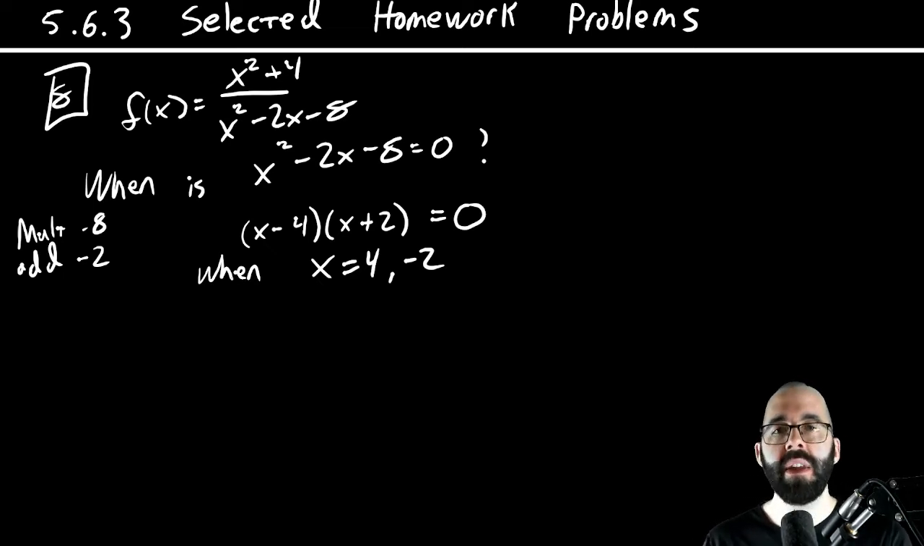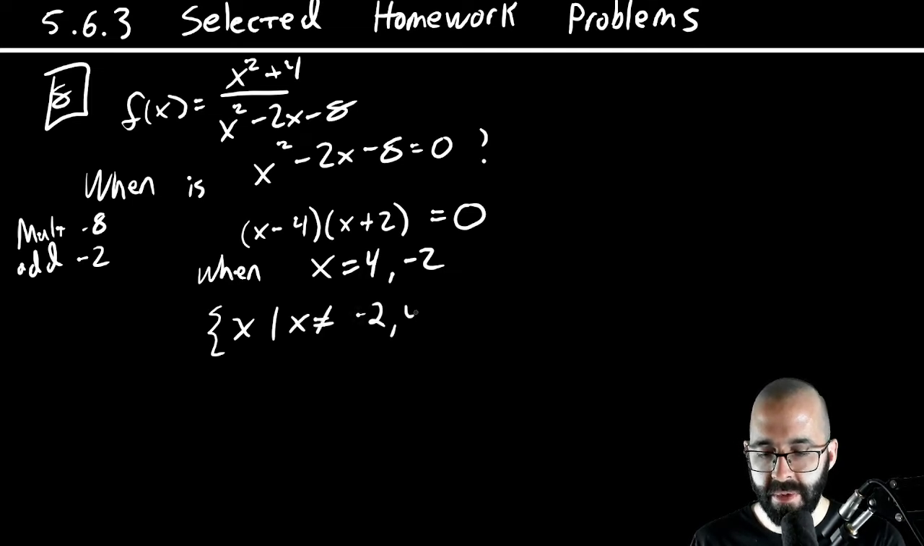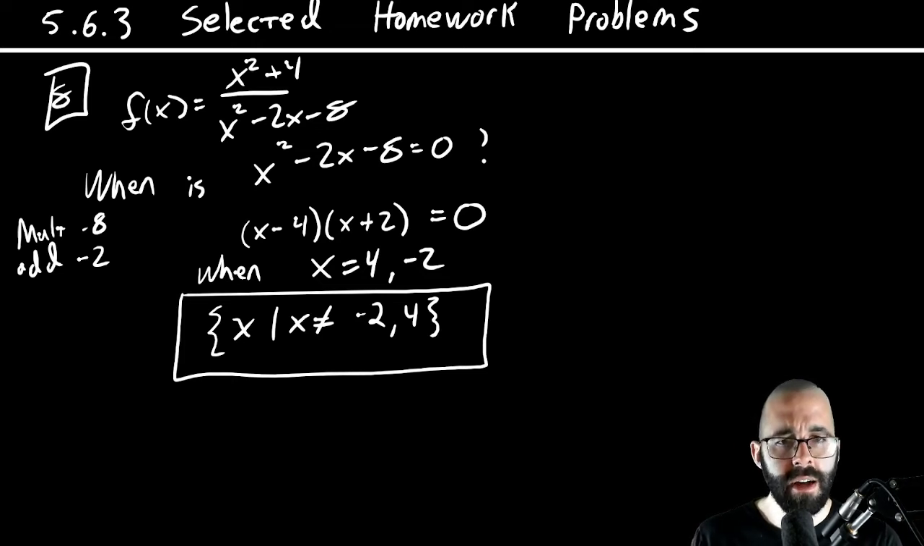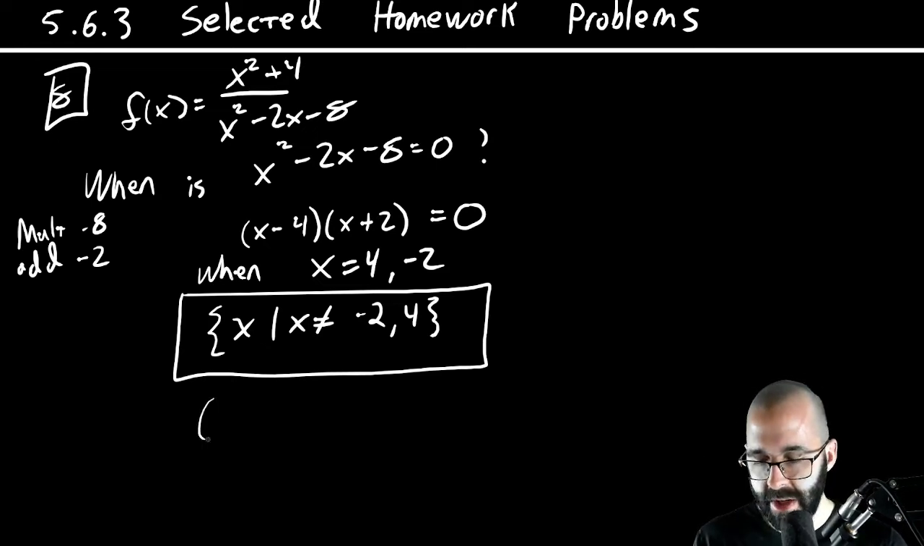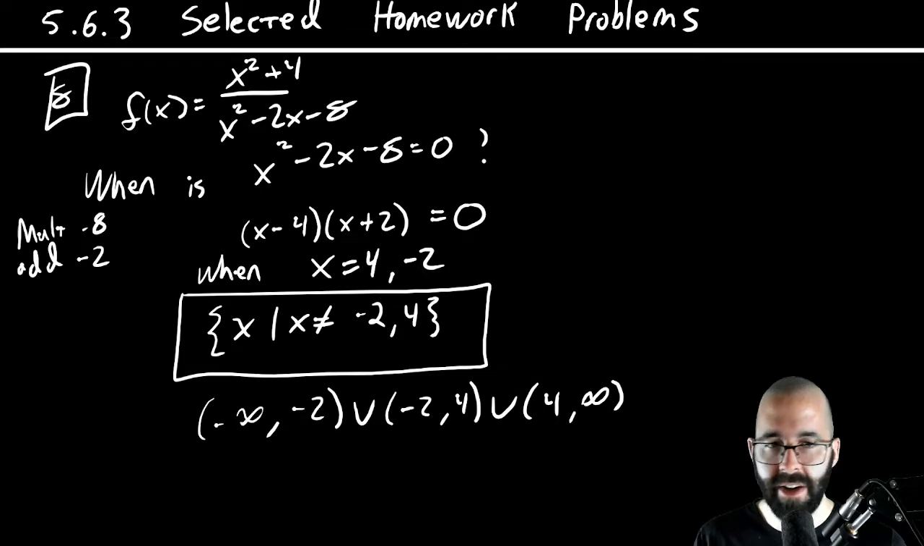So our domain is everything except that. Set of all x such that x is not equal to either -2 or +4. And I've been using set builder notation a lot because we have a lot of not equals, but you could use interval notation if you wanted, right? -infinity to -2, union -2 to +4, union +4 to +infinity, but it's a little more tedious for me to do it this way, but both are fine.